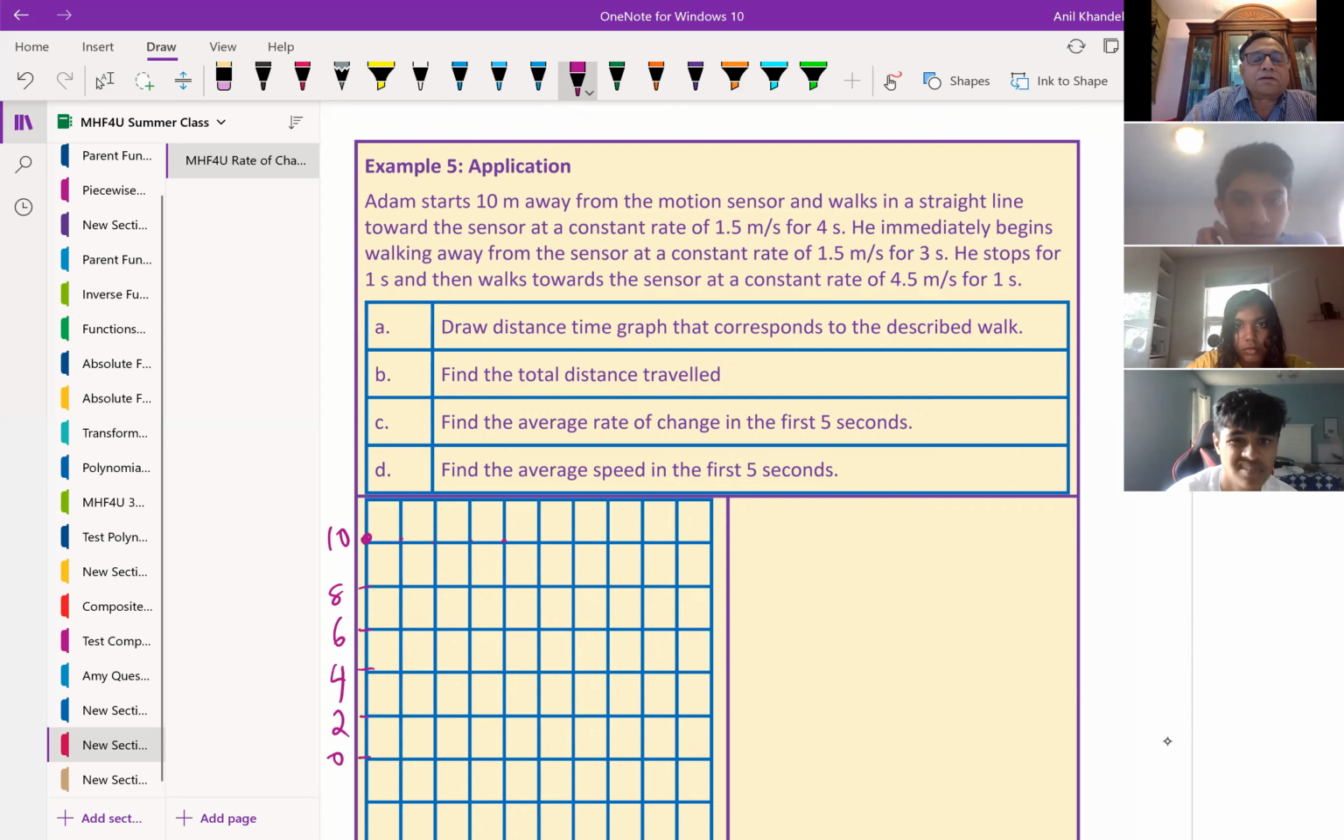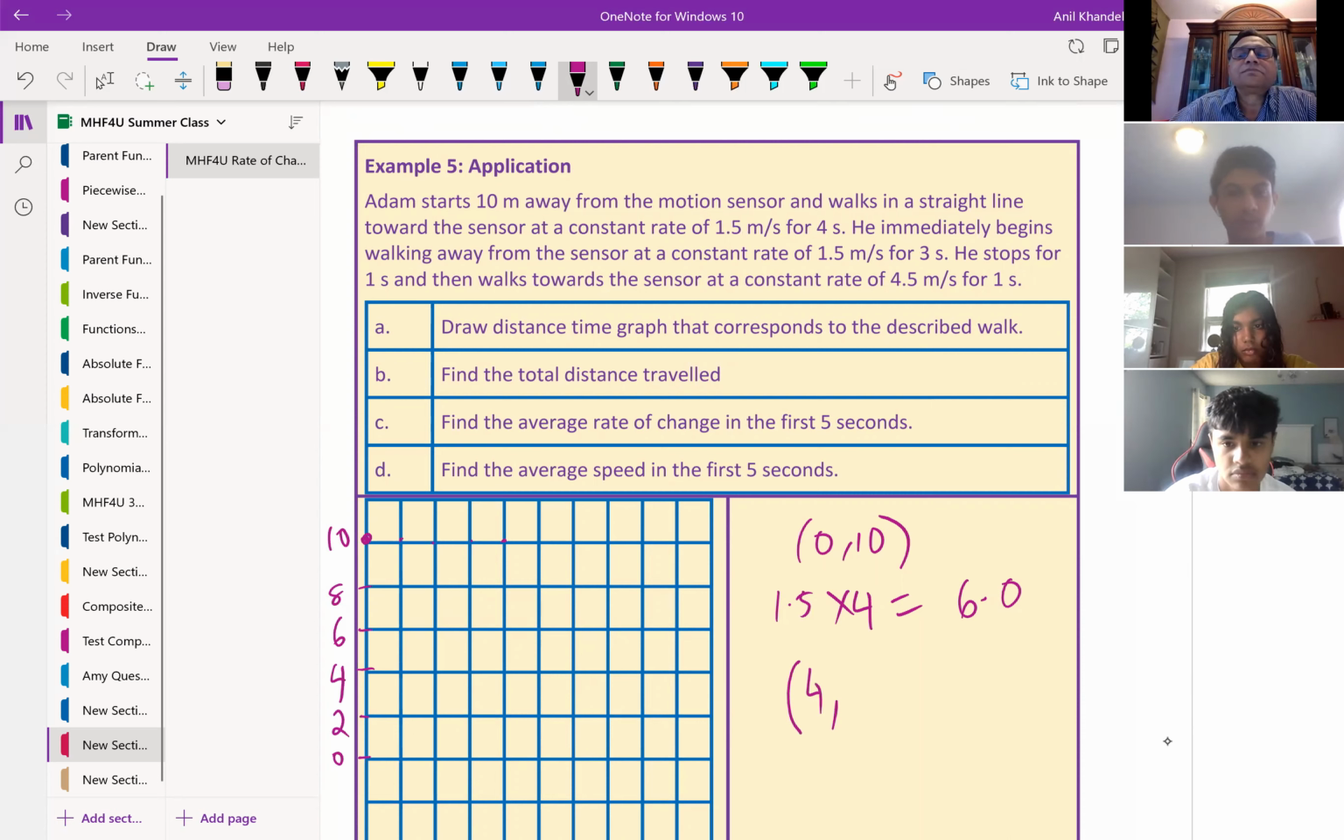Sir, he starts 10 meters away, so his y-intercept would be (0, 10), right? So you can take that as one point. And his slope is 1.5. You know that he does it for 4 seconds. So your next point can be (4, x), and then you can solve for it. How much do you get? 1.5 times 4, so it is 6. Coordinate of the next point is what? Definitely time is 4. What is the y value? Would it be 1.5 times 4, sir? No, it is 6.